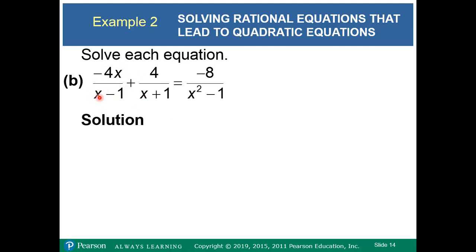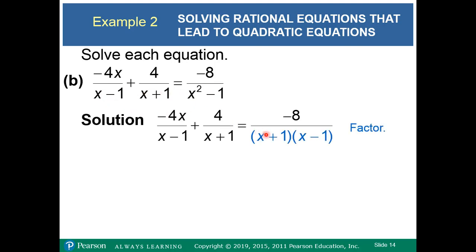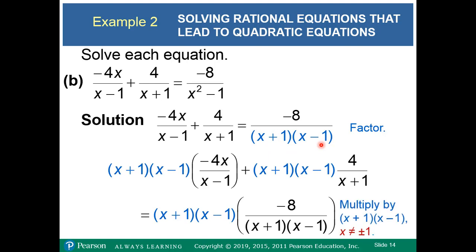Here's another one. We've got x minus 1, x plus 1, and then x squared minus 1. This is the difference of two squares, so this will factor into this times this. So we've got a similar situation here. The first thing we do is factor. And so now we know the lowest common divisor is going to be this, so we're going to multiply everything by that. But also keep in mind, x cannot equal negative 1, and x cannot equal 1.